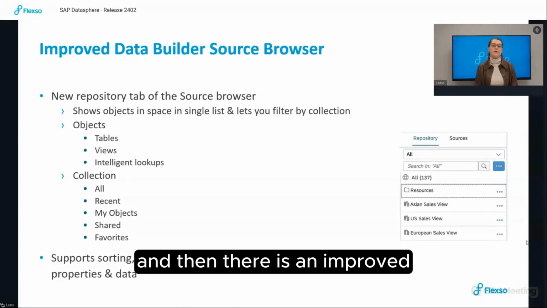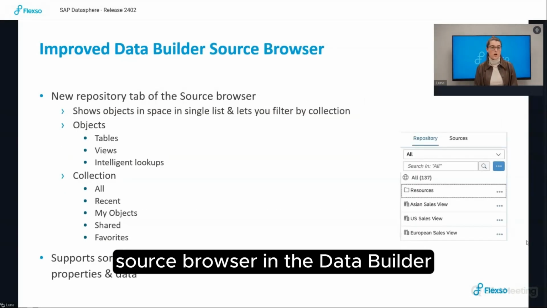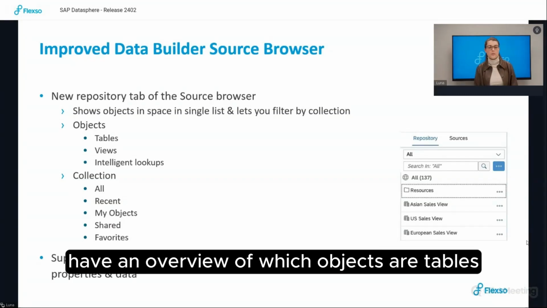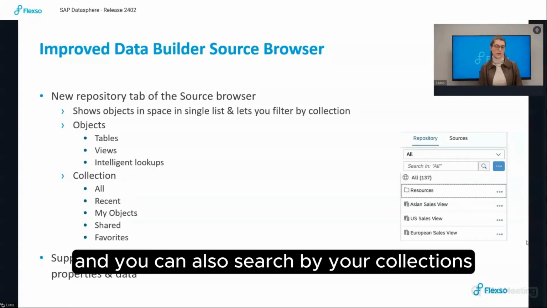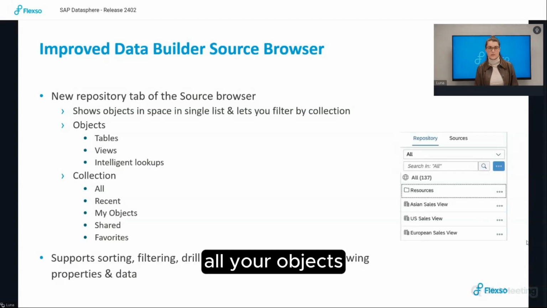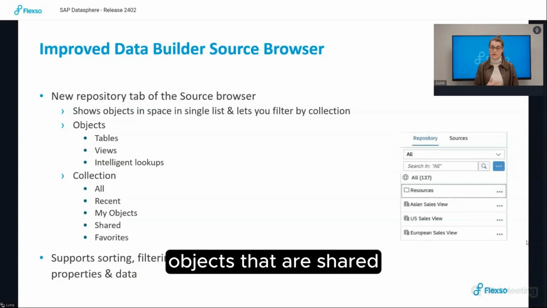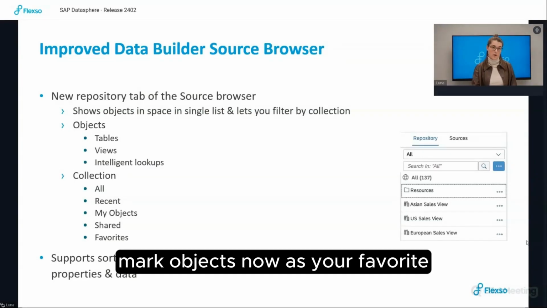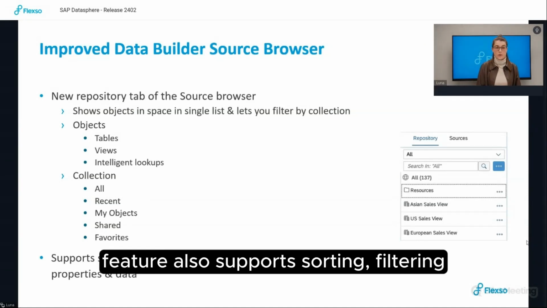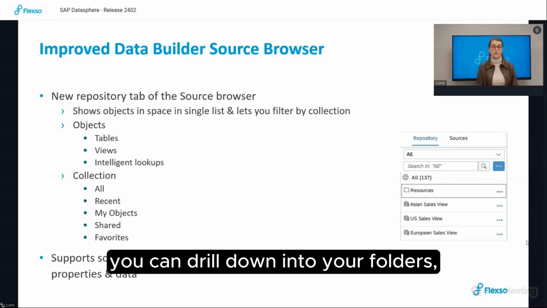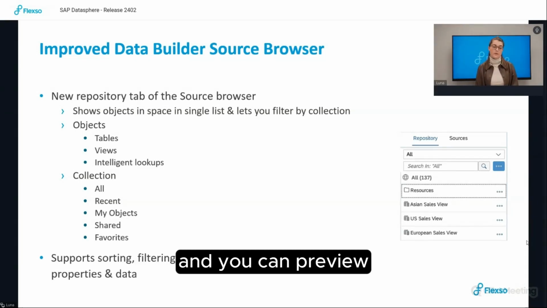And then there is an improved source browser in the data builder. Also here, you can better have an overview of which objects are tables, views, or intelligence lookups. And you can also search by your collections, all your objects, recent objects that are shared with me. And you can even mark objects now as your favorite. Another thing is that this feature also supports sorting, filtering. You can drill down into your folders, and you can preview properties and data.